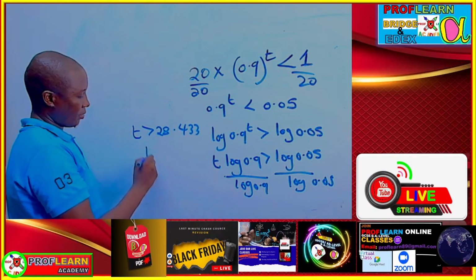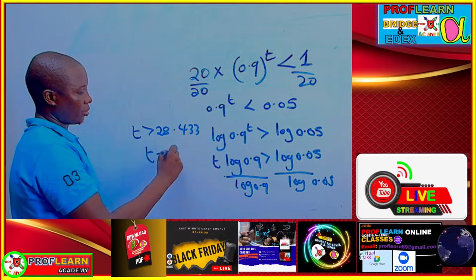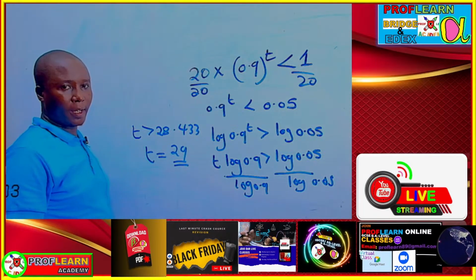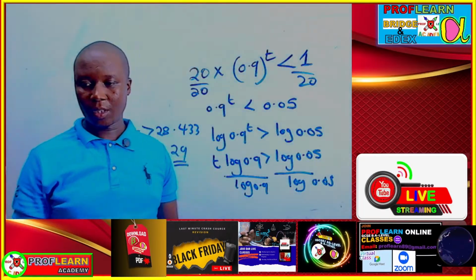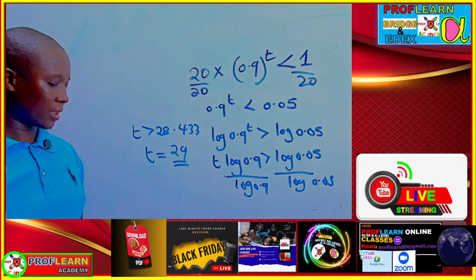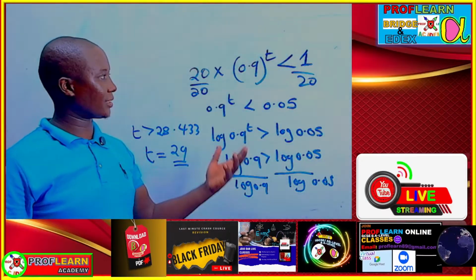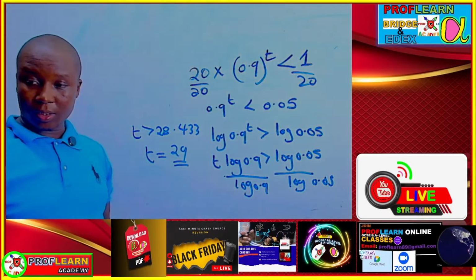28.433, and our t is going to be 29. We just take the number of days as a whole number, so the next number. The least number of days for the mass to be less than 1 is going to be 29 days.